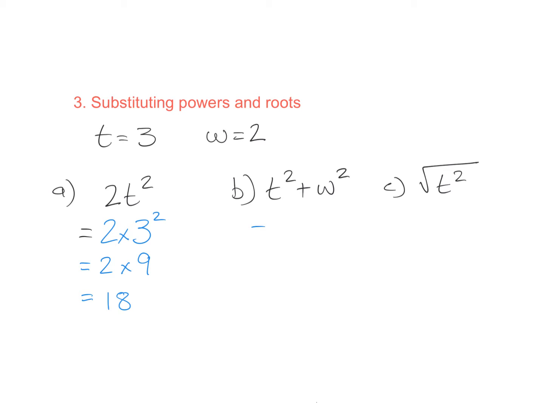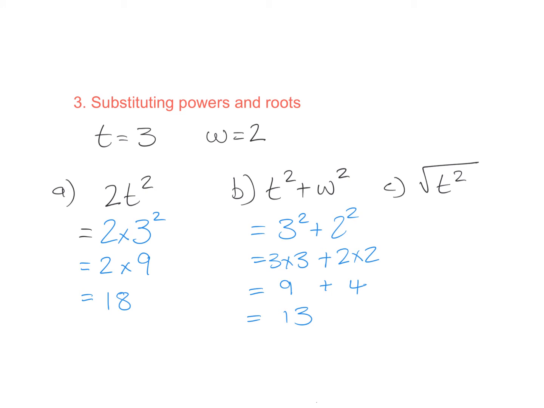Now let's look at b. So we have 3 squared plus 2 squared. And 3 squared is the same as 3 times 3. So I'll just write that in. Plus, and 2 squared is the same as 2 times 2. 3 times 3 is 9. Added to 2 times 2 is 4. So 9 add 4 gives me 13.